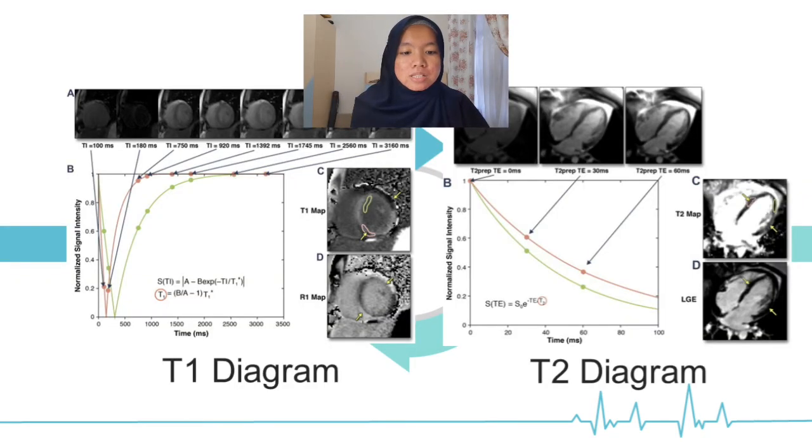This is an example of adjusting the parameters. The first picture on the left side shows the T1 diagram. When the T1 and the normalized signal intensity are getting higher, the image will be clearer. The second one, the picture on the right side, shows that when the T2 is getting higher, then oppositely the normalized signal intensity is lower, and the result will be better. Then we can get the best images.